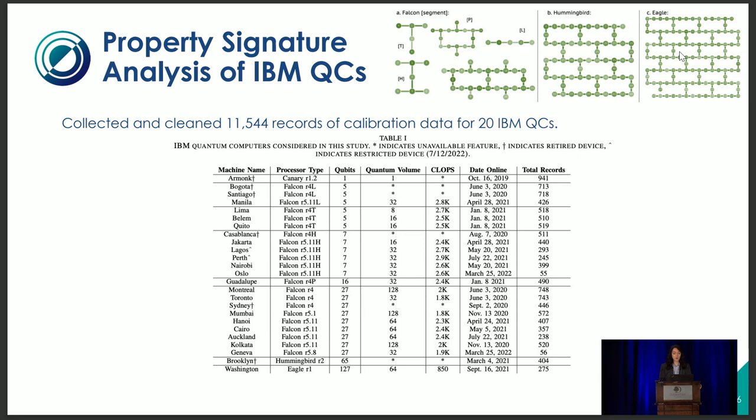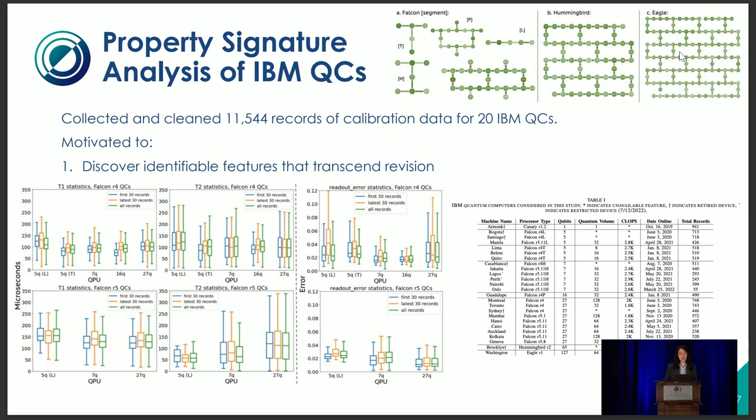Now there's a couple of things that are important to us. We are motivated to discover not only identifiable features, but features that transcend revision. So we have these different revisions of processors, going from a Falcon class to a Hummingbird class to an Eagle class. As we go up in our processor class, we're able to have more qubits per device. We wanted to make sure that these identification techniques were going to be usable between these different revisions in these processor families. There are also updates within the different types of processors, so we might have different revisions within a Falcon class of a Falcon processor family.